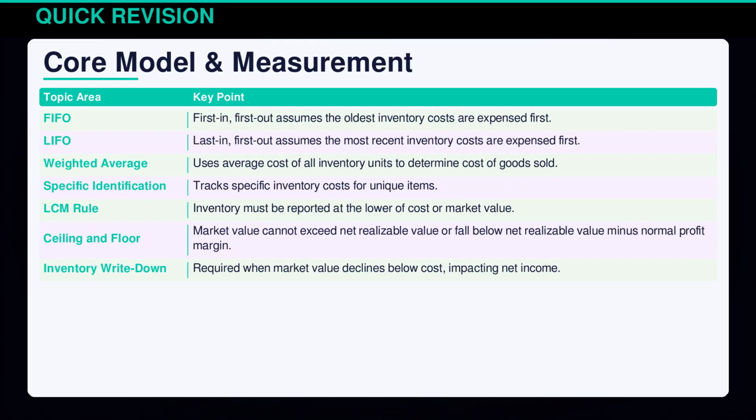Understanding the cost flow assumption model is crucial. FIFO, LIFO, and weighted average each impact financial outcomes differently. ASC 330 mandates inventory valuation at the lower of cost or market through the LCM rule, with specific identification for unique items. Inventory write-downs affect net income when market value declines significantly below cost.